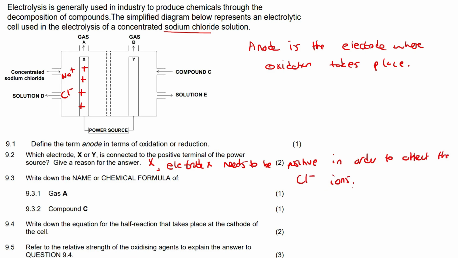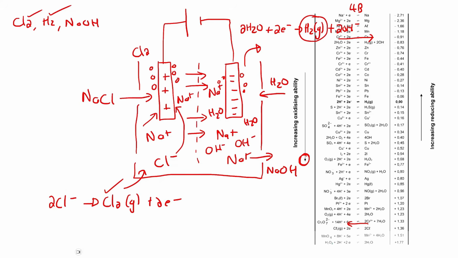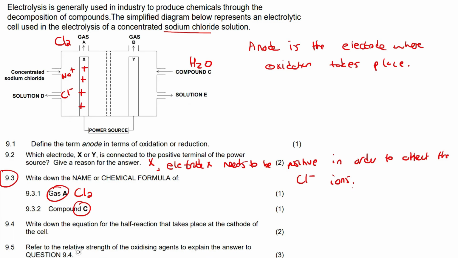Okay, this question. Write down the name or chemical formula of gas A. Well, if you just looked at that little explanation I gave here, we knew that gas A was the Cl2 that's being given off. So it said the name or the formula, so you could say chlorine gas or just Cl2. And then it says, what is compound C? Well, remember, we said that what gets pumped in here? Water, right? Remember, we spoke about it over here. Okay, so that's going to be H2O.